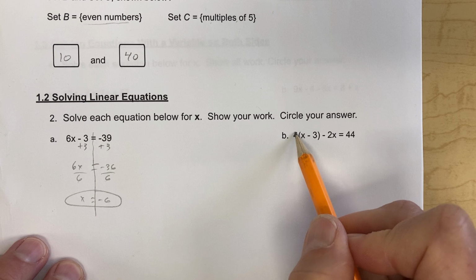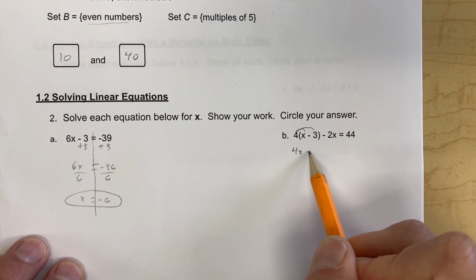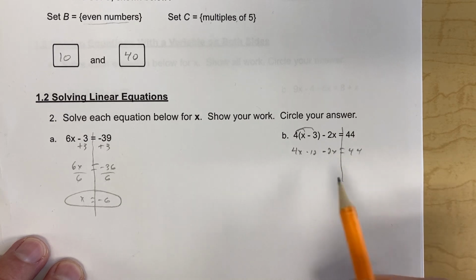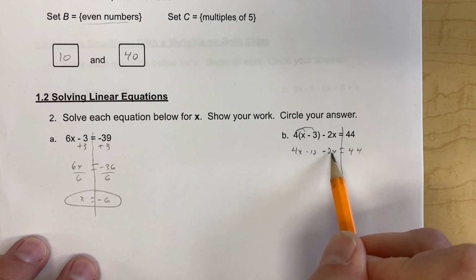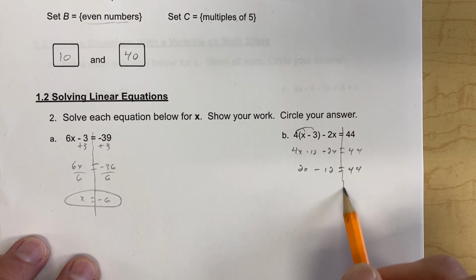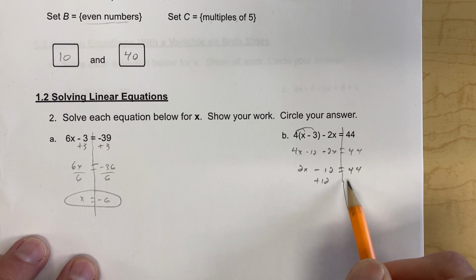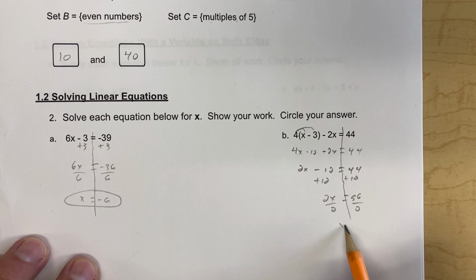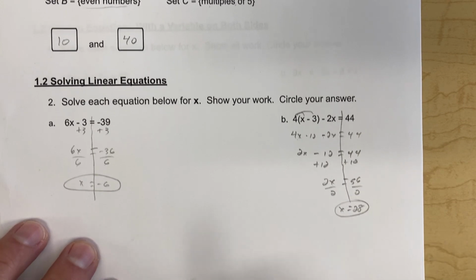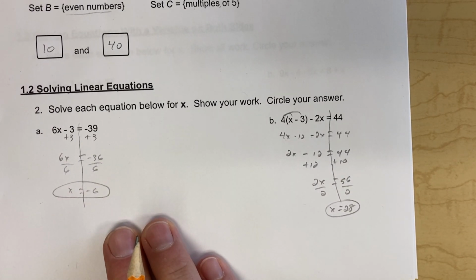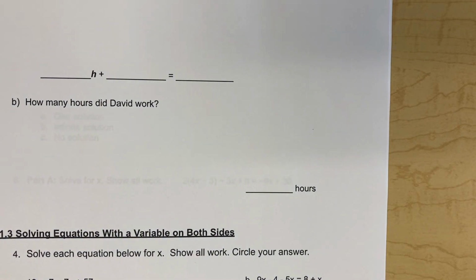Over here we're going to distribute that 4. So 4x minus 12 minus 2x equals 44. All right, then we're going to put these together. 4x minus 2x is 2x. All right. Then we're going to get rid of this minus 12. We're going to go plus 12, 2x is equal to 56. And we're going to divide by 2, x equals 28. Okay. So again, by now we should feel pretty comfortable with the steps in that little process there.